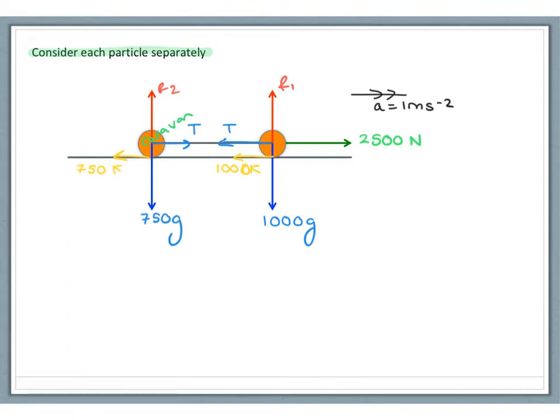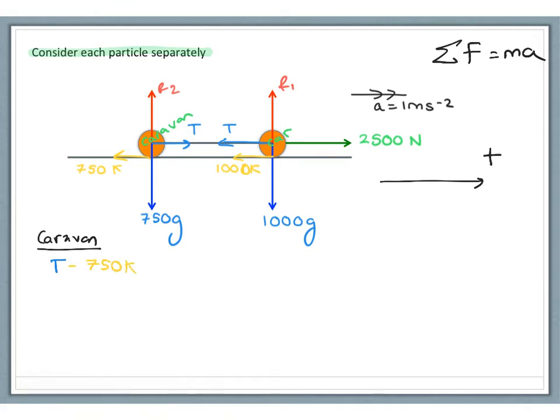So remember, this one is the caravan and this one is the car. We're going to look at the forces acting on the caravan first of all, and I'm going to use F equals ma, resultant force equals mass times acceleration, and I'm going to treat any forces to the right as positive. So acting on the caravan, we have T in the positive direction, take away 750k, which equals the mass 750 multiplied by the acceleration, which is 1. And we have one equation.